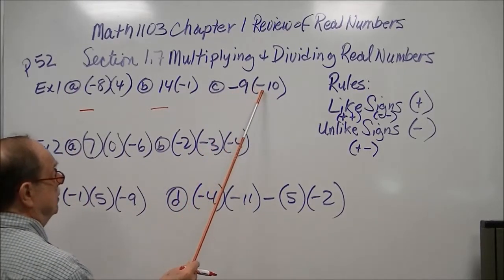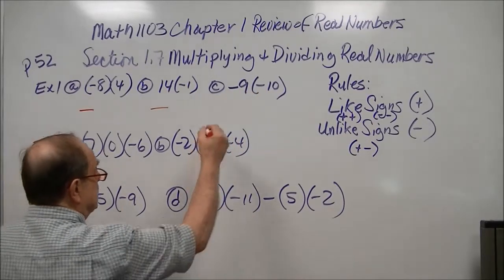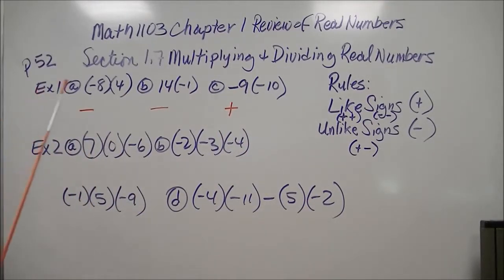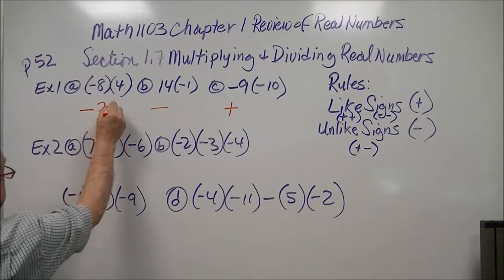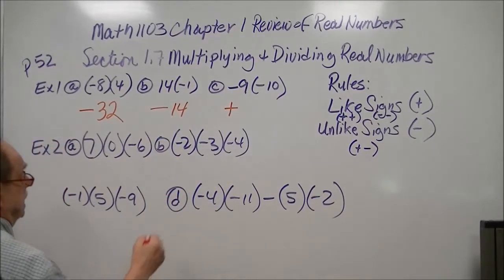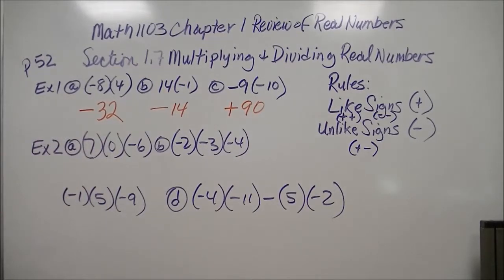Here they are both the same signs, two negatives, and we had a little bit of this in the previous chapter, so that answer is going to be positive. Remember, if it's a single term and it's positive, you don't put the sign there. So this is going to be a negative 32. This will be a negative 14. And this will be a positive 90. And as you do your practice, you'll see you have many examples of this.